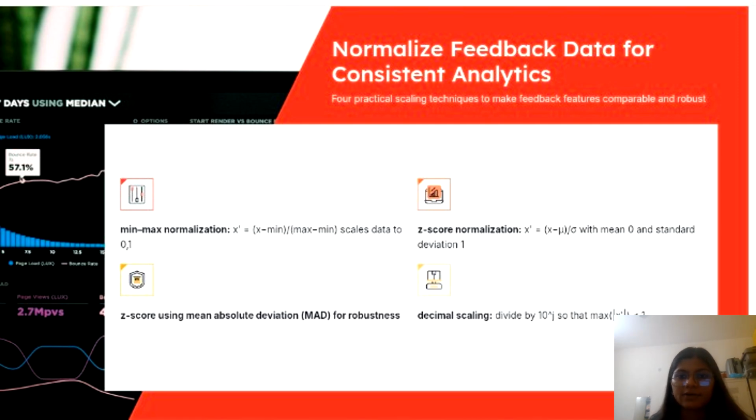Normalize feedback data for consistent analytics. Min-max normalization: x' = (x minus min) divided by (max minus min) scales data to 0 to 1. Z-score normalization gives mean zero and unit standard deviation. Z-score using mean absolute deviation is more robust. Decimal scaling divides by 10 to the power j so that the maximum absolute value is below 1.